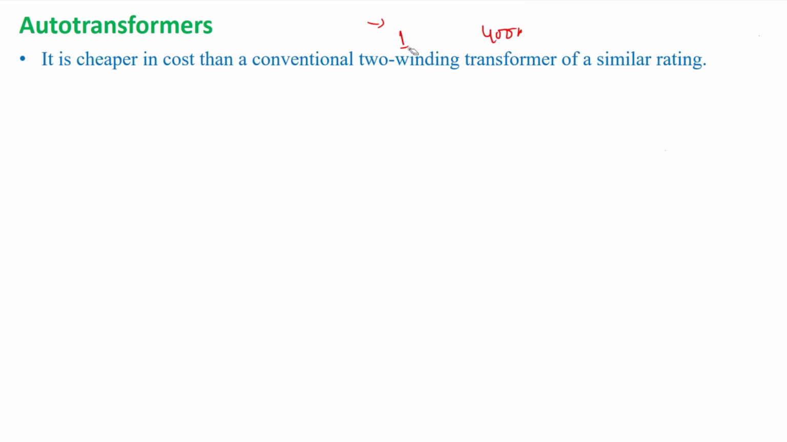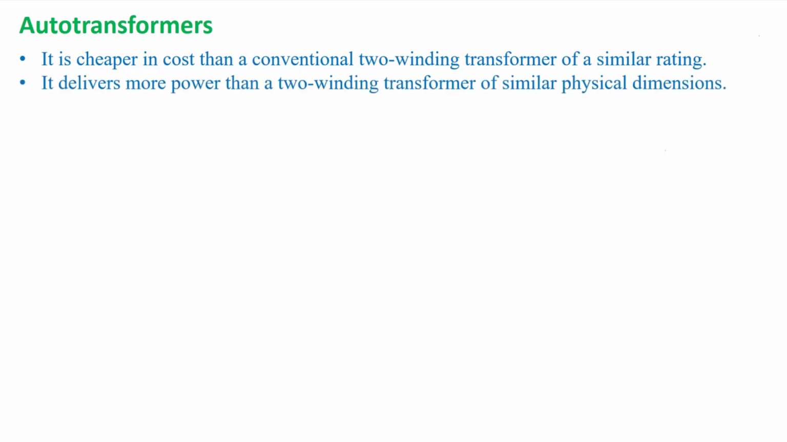It is a single winding transformer in series, and it has two taps on the primary side and two taps on the secondary side. So it has the advantage that it is cheaper in cost than a conventional two winding transformer of similar rating. And it delivers more power. How it is less costly, we'll see about it. It delivers more power than a two winding transformer of similar physical dimensions.